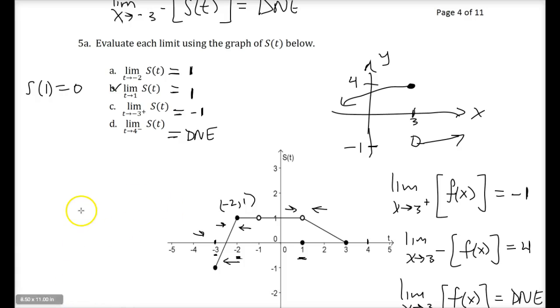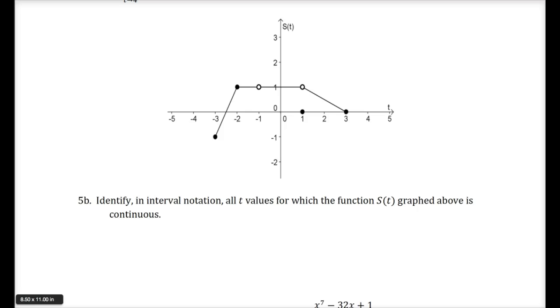All right, let's move on to question 5b. All right, so for question 5b, we're asked to identify all values of t for which the function s of t is continuous. And so if you remember, the general definition for continuous is the function cannot have any breaks, holes, gaps, or discontinuities of any type. So every place where we see a hole or a jump discontinuity or the end of a domain or a vertical asymptote or something like that, then we know that the function is not continuous there.